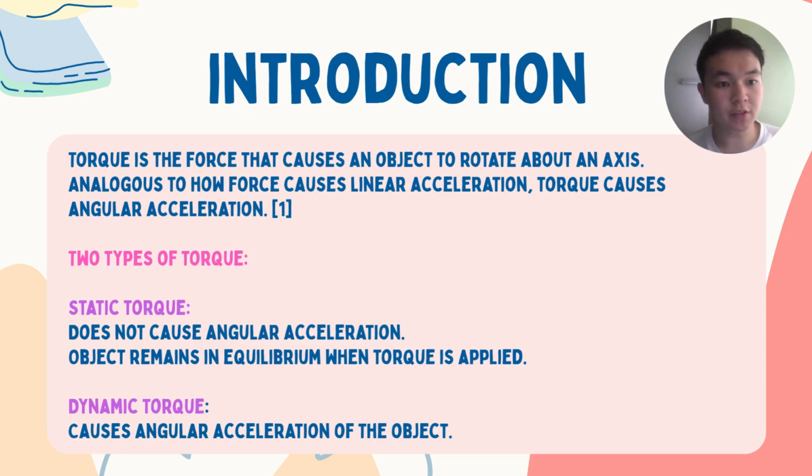For the introduction, torque is the force that causes an object to rotate about an axis. Analogous to how force causes linear acceleration, torque causes angular acceleration. There are two types of torque. The first is static torque, which does not cause any angular acceleration. An object remains in equilibrium when torque is applied. The other is dynamic torque, which causes angular acceleration of the object.